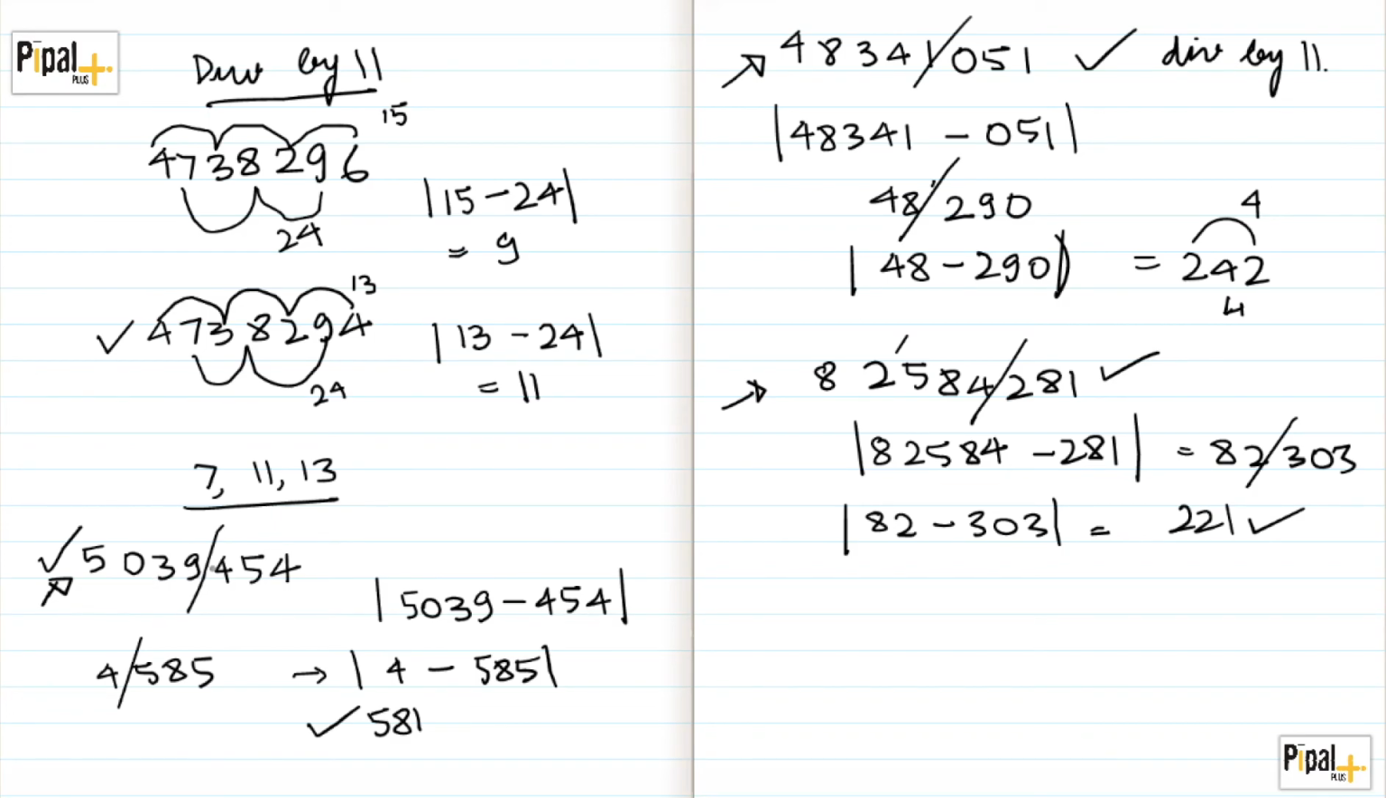Let me do a quick recap. Whatever large number you have, you cut it into two parts, separating out the three digits from the right hand side. Then you find the difference of these two numbers. Whatever you get, remove the sign and keep doing this until you get a number which is easy enough to test for divisibility by 7, 11 or 13.